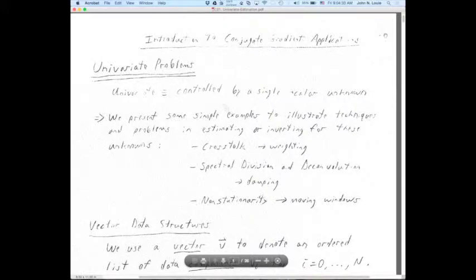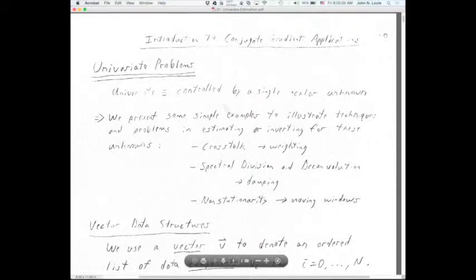And first, we need to understand and set some terms on inversion, period. So Claerbout starts that out by examining what he calls univariate problems, which means problems that are controlled by a single scalar unknown. And all we're trying to do is determine the value of that single scalar. You'd think with a bunch of data that would be easy, right? But we're going to talk about lots of problems that we can have with that.